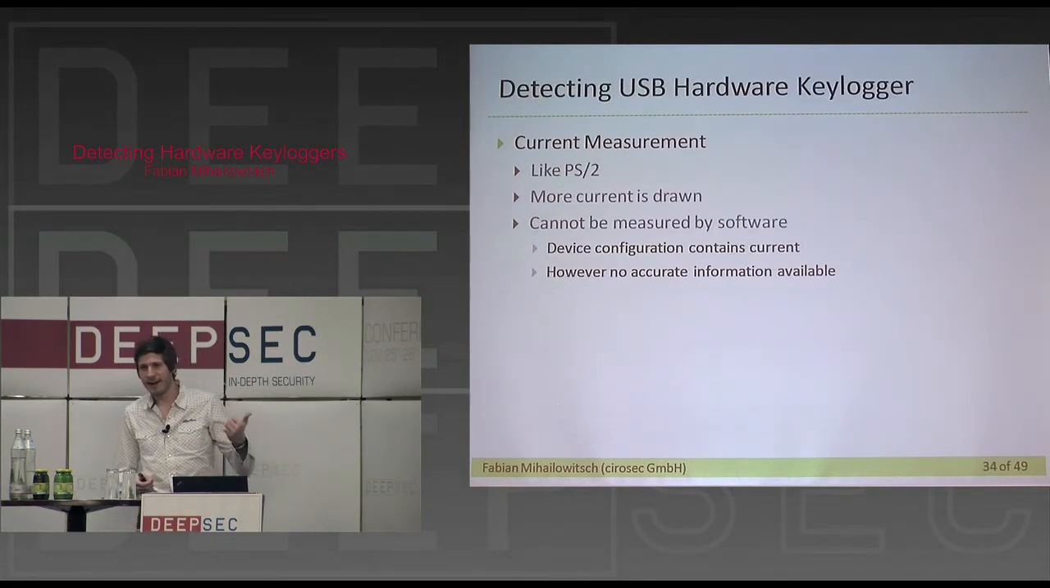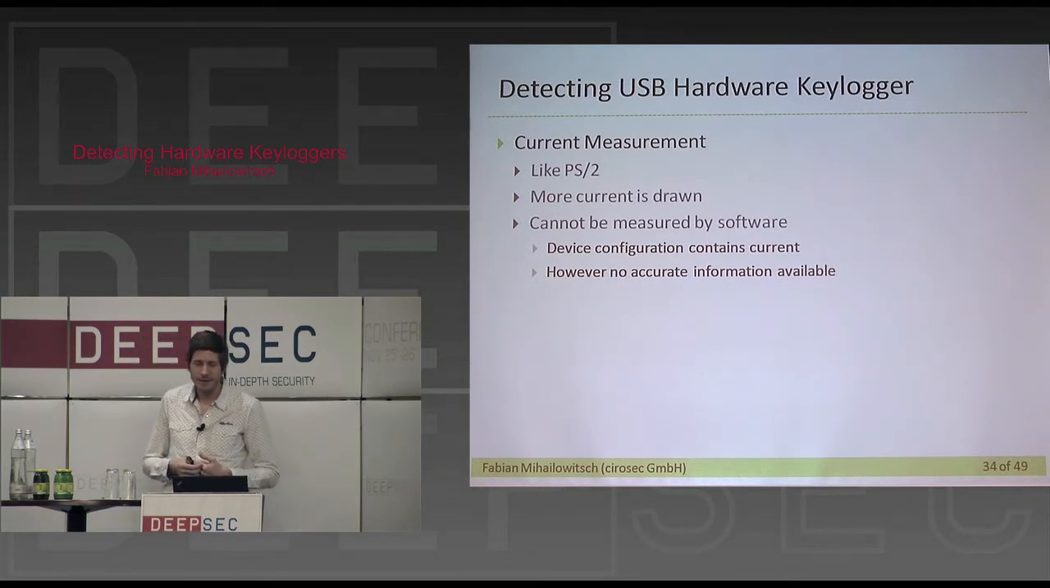So basically, I had some similar ideas for USB as I had for PS2. I thought if you look in the device manager, that's cool, you actually can see how much current a device draws. So maybe we can detect keyloggers. But the problem is, the device manager doesn't show how much current is really drawn. It just shows the value the device sent during its configuration.